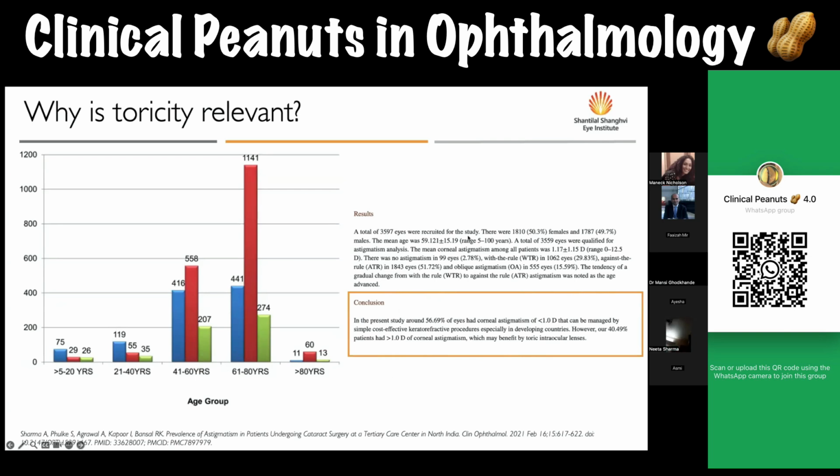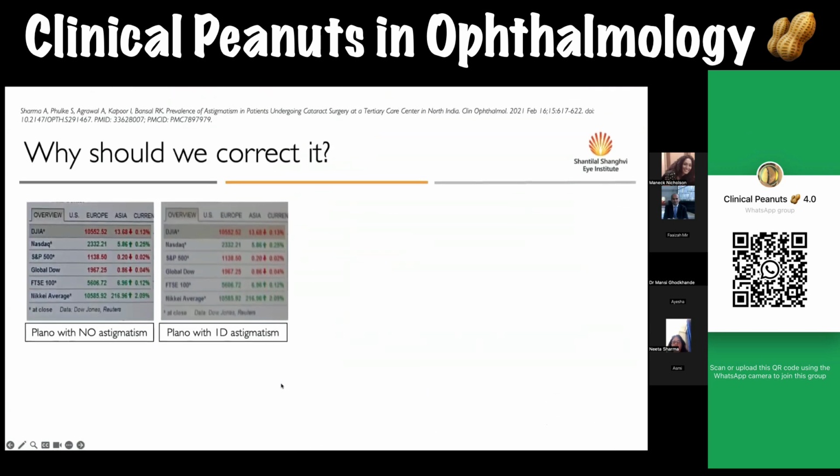And 40% of these eyes had a cylinder of more than 1 diopter, and they concluded that if a large proportion of these patients, especially in the older age group, had a high cylinder, they would benefit, and there was a scope for correcting toricity in such patients.